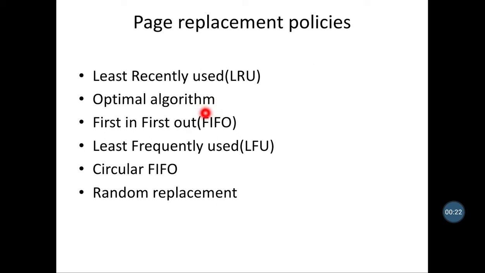Then we have the optimal algorithm. Then first in, first out, also called FIFO. Then we have least frequently used, that is LFU. Circular FIFO, that is circular first in, first out. Then we have random replacement. I hope you have learned these paging algorithms earlier, but since it is a part of your syllabus, we will learn each page replacement policy.